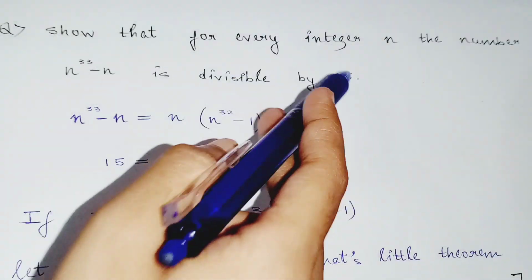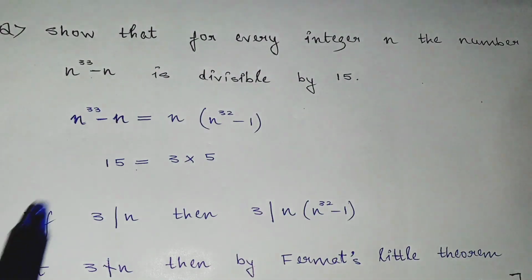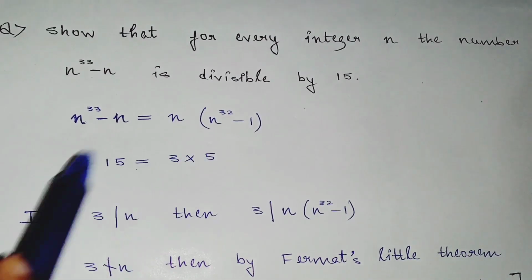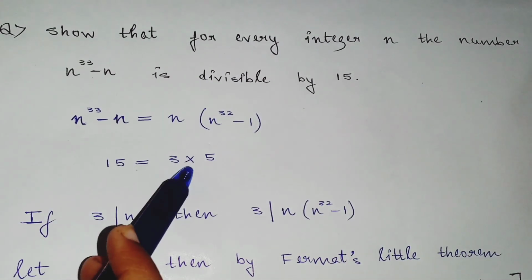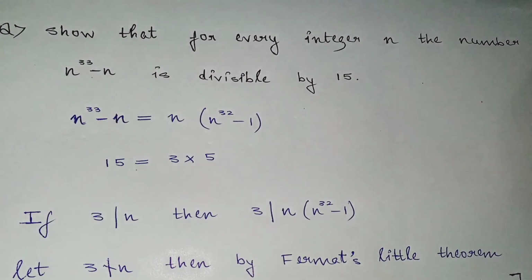Next, let us take the number 15. 15 is equal to 3 into 5. 15 can be written in terms of 3 as well as 5.